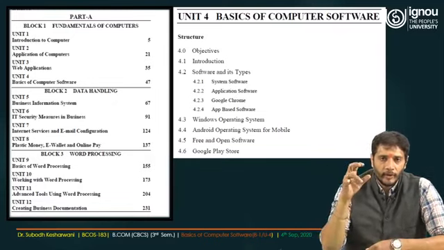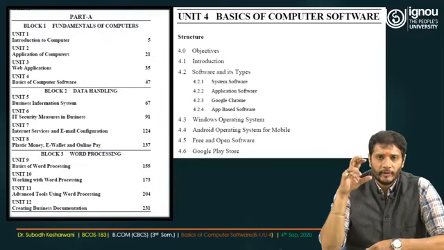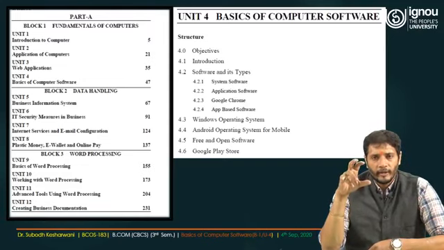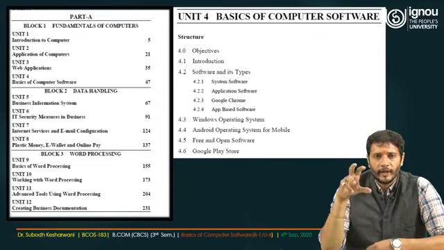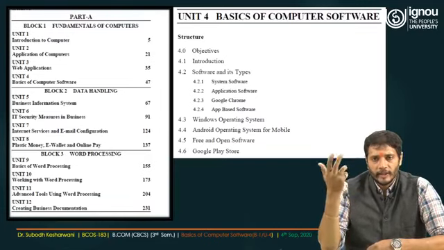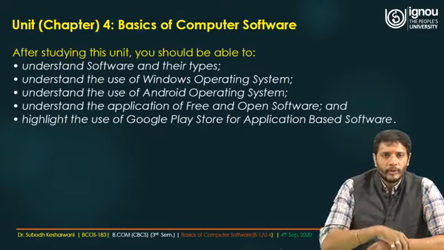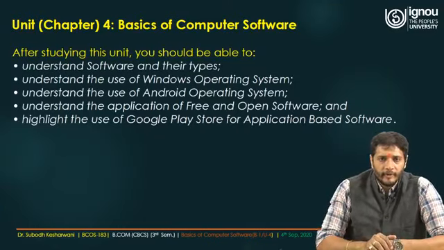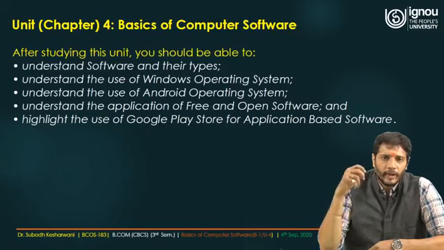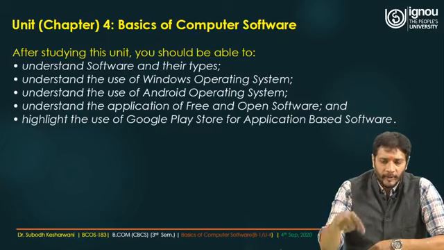Anyway, we are going to talk about the basics of computer software, and we are in the fourth step right now. While going through these 4 lectures, one can very easily understand the fundamentals of computers, because to understand the different aspects of computer applications in business, we have to know what exactly computers are, the basic definitions. So: understand software and its types, understand the Windows operating system. I have already talked about free and open source software, which we usually call FOSS, and Google Play Store for application based software.